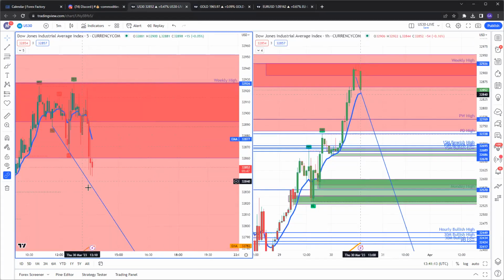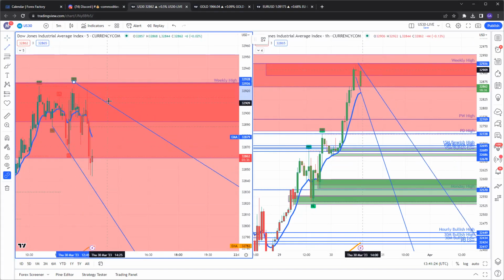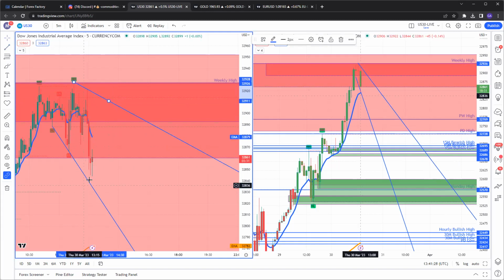I do expect US 30 to come back up, create a lower low to allow us to create a lower high to allow us to create a trend line. For right now, this trend line right here is a hanging trend line. So I do expect US 30 to come somewhere in here.